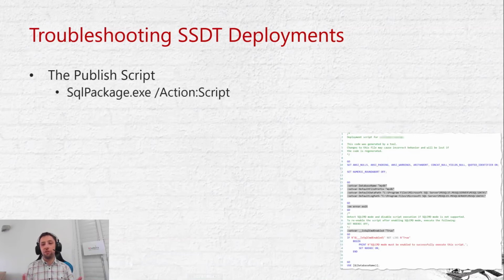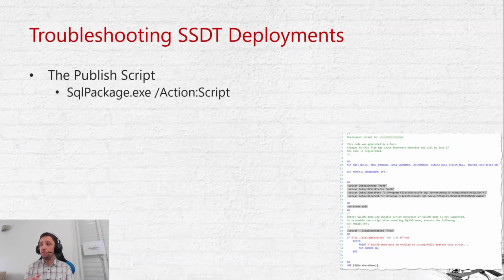When you use SQL package utility, which is the one used for deploying DACPack artifacts, you can use an action:script, which basically means that the publish script, the change script, would be generated, but the deployment itself would not be performed. This way you are able to review in advance the script that would be run if you had run the deployment, the whole shebang, right? You could review it, and then you would be sure that it includes what you expect it to include.